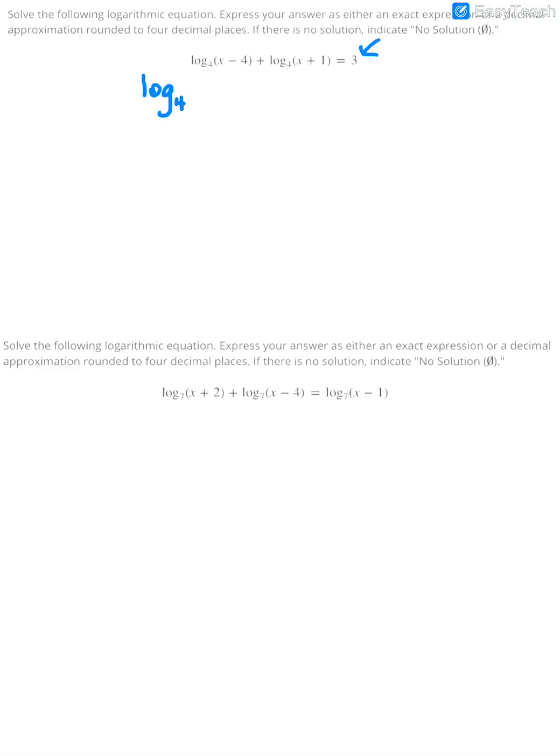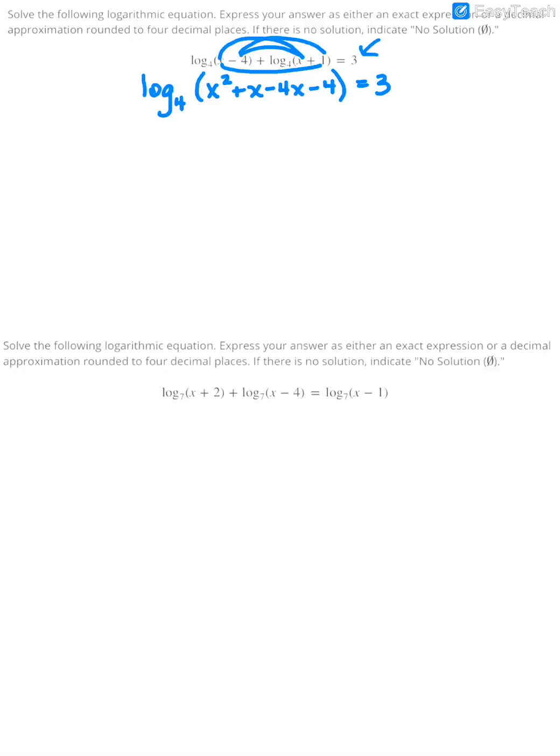And so notice as I multiply these expressions, I'll use my FOIL. So x times x would give me x squared. On the outside, x times 1 would be a positive 1x. On the inside, negative 4 times x would be a negative 4x. And on the last, negative 4 times 1 is negative 4.